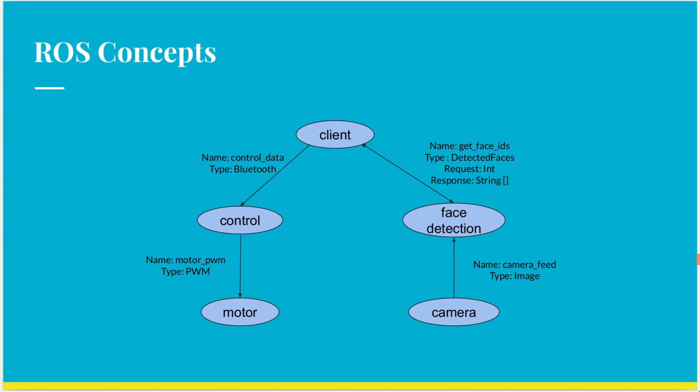The task of the control node is to process the Bluetooth signals and produce the required PWM signals to control the robot properly. The face detection node uses the images and generates an ID for each of the faces that it detects. It also uses a service to return a required number of recently detected face IDs. To facilitate all this communication, appropriate message types like image, PWM, Bluetooth, and a service with an integer request and a string array reply need to be created.